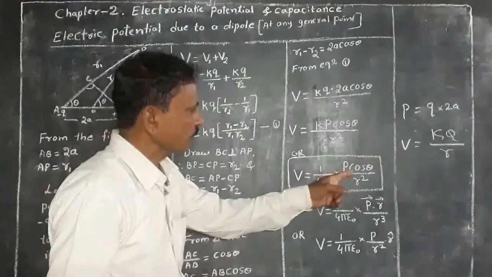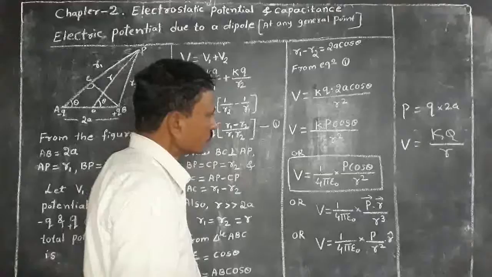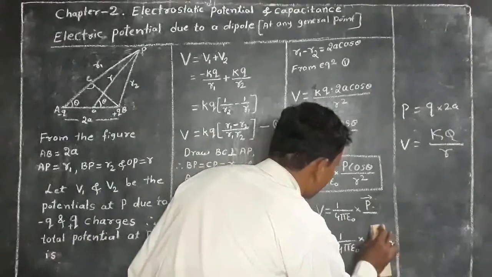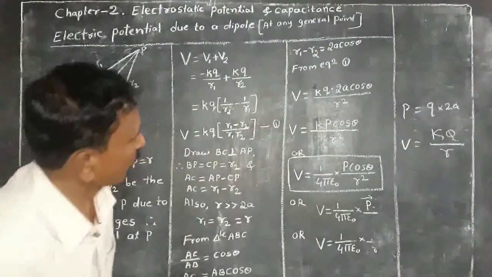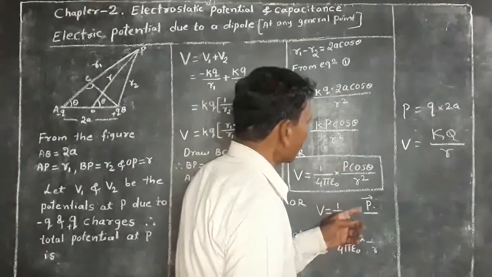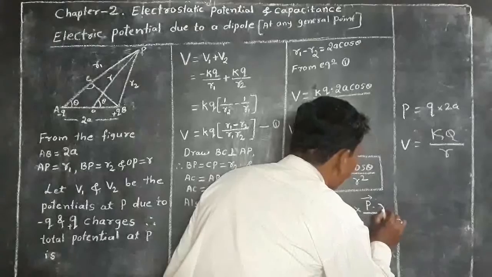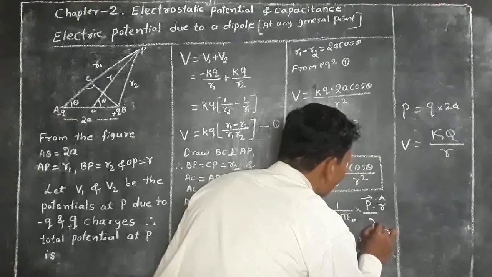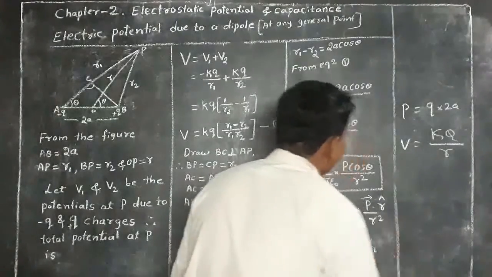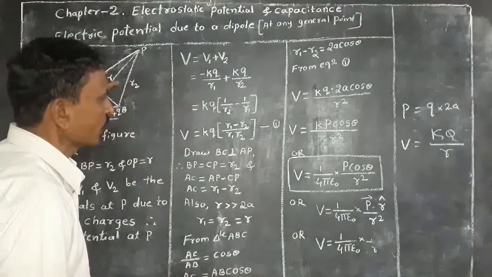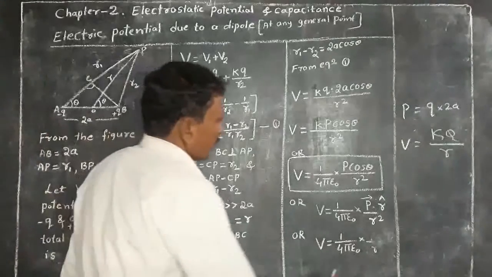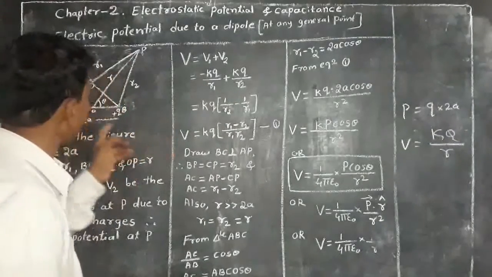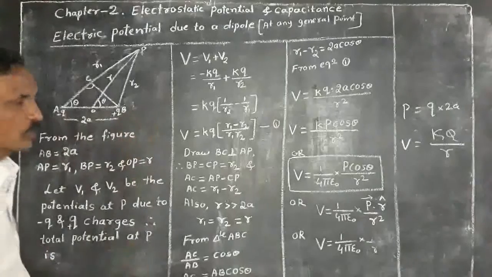Hence, cos theta can be written as R cap. I interchange this. That is phi equal to 1 upon 4 pi epsilon naught into P cos theta. It gives the direction of potential at P, that is R cap upon R square. Here R cap represents the direction of potential at P. And theta is the angle between the line joining the point P and the dipole moment, and the dipole moment is always from negative charge to positive charge.